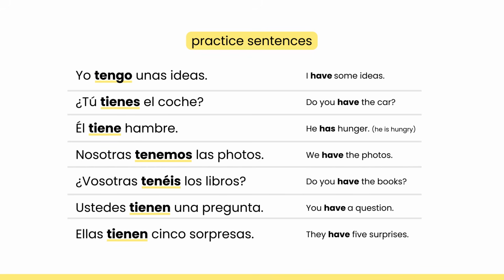Alright, and that's already it for this 14th lesson, this yellow verb lesson in which we went over the verb tener, which is to have in Spanish.